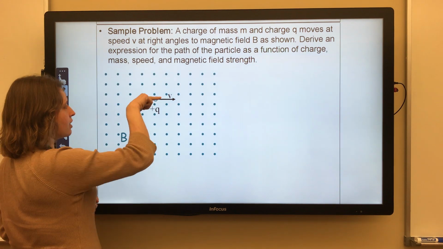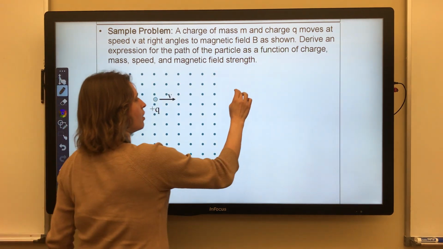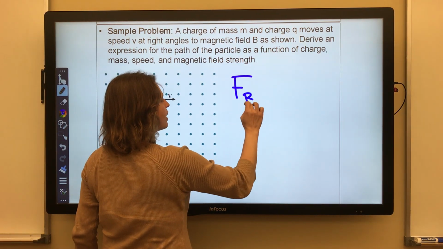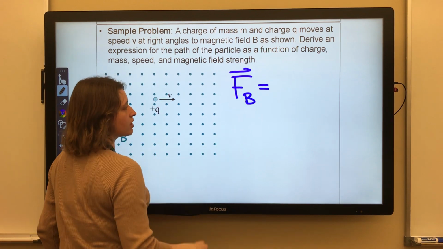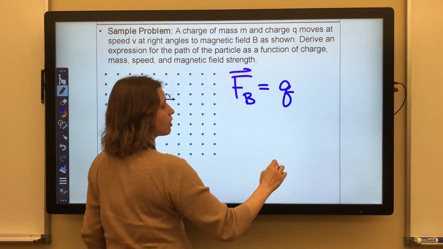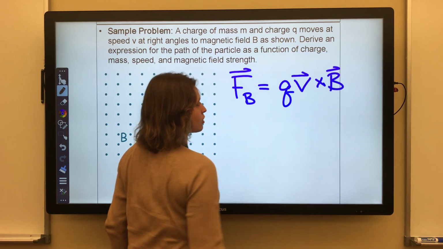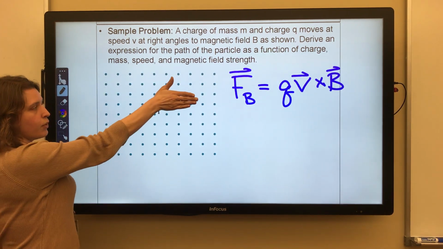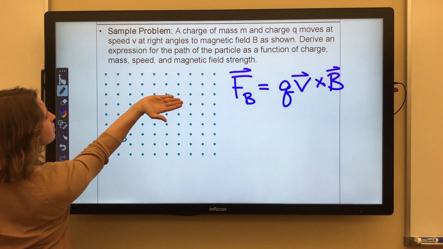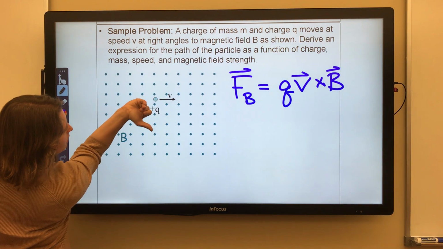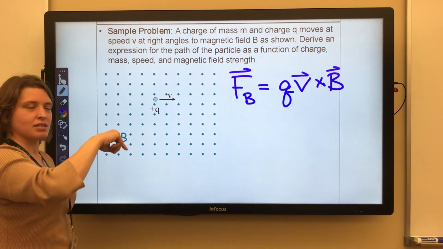So I've got the velocity this way, and I know that the magnetic force, or the Lorentz force, that this is going to experience is equal to the charge times the velocity crossed with the magnetic field. So V is pointing this way, and B is this way. My thumb gives the direction of the force: it is downward.